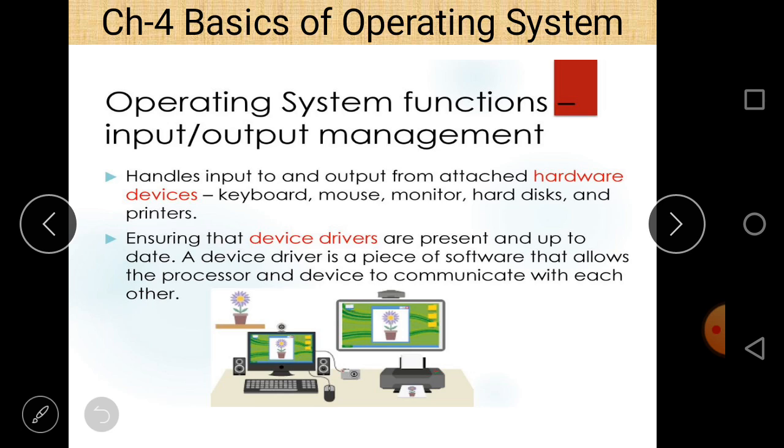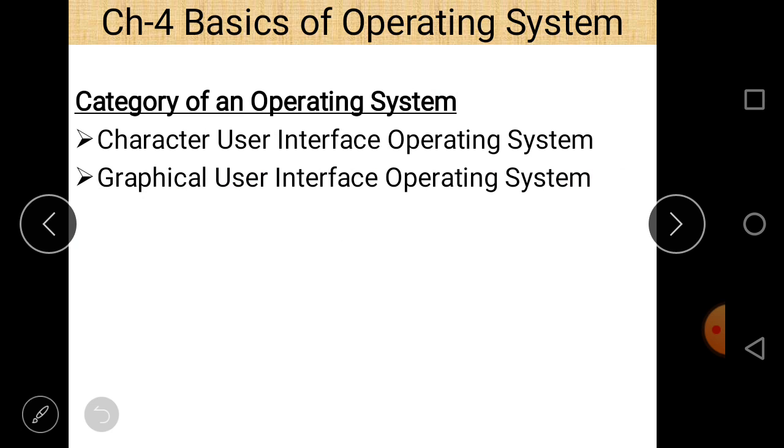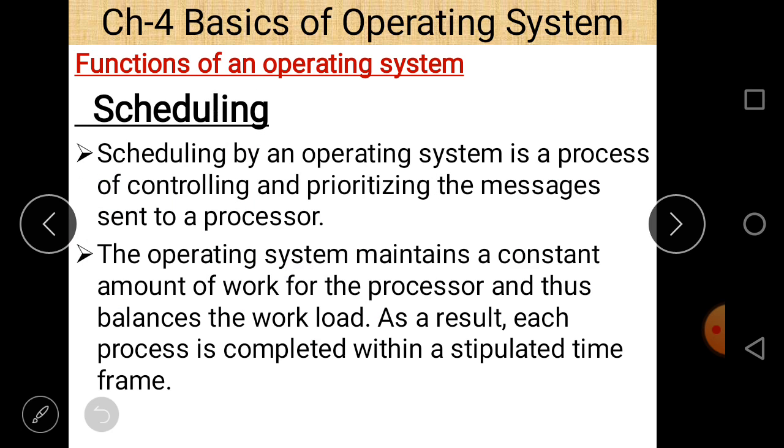So the operating system ensures that different device drivers are present and up to date, and a device driver is a piece of software that allows the processor and device to communicate with each other. The operating system is tasked to manage different device drivers and check whether they are up to date and properly working or not. So different input and output device management is also done by an operating system.